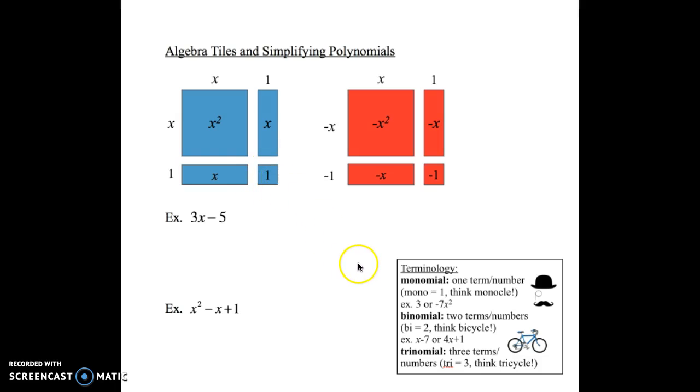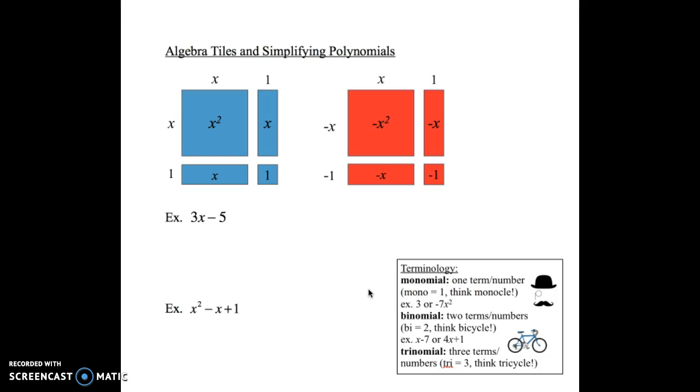Just a little bit of terminology before we begin. Polynomial means many numbers. And if we're talking about specific types of polynomials, there are three that we would not just use the word polynomial for. So one is if we have one term or number. A term is anything that is separated by an addition or a subtraction.